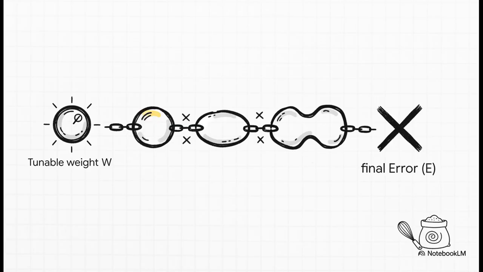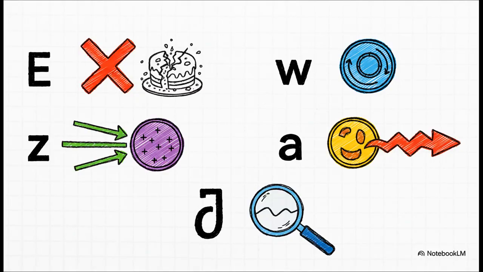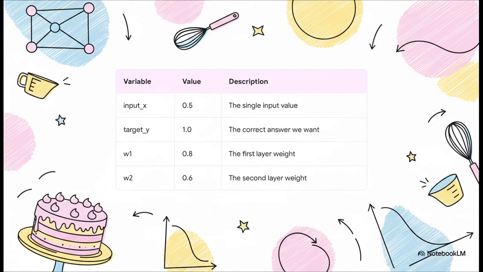Let's decode it. See? Every symbol just stands for something simple. E is just the error, how wrong we were. W is one of those knobs we can tune. A is what a neuron spits out. And that funky little delta symbol, it just means the sensitivity of. So delta E over W just reads as the sensitivity of the error to the weight. That's it. It's our blame calculator. So, to see how this all works, let's use a super simple network, just two weights.